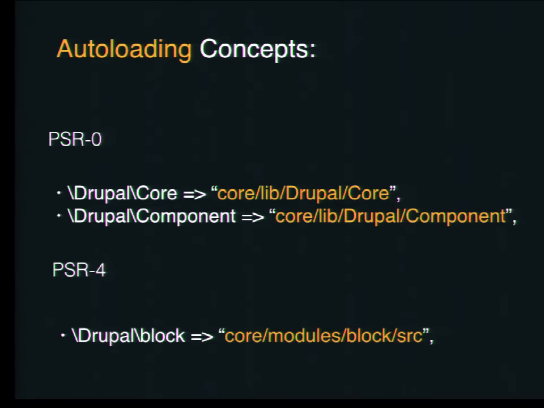So there's also another one called PSR-4. And PSR-4 basically comes from this same notion, and it says, okay, so you have this Drupal block namespace. I don't need to have Drupal and block in there. I just need to know what directory to look in. So it knows core modules block source. And inside of that directory structure, if it ever sees anything that starts with Drupal block, it looks there. And so if there's a plugin in there or a manager of some sort or any interface, that's where it's going to find it. And so this reduces the number of directories we need in order to tell Drupal about something by 2, which is really nice.